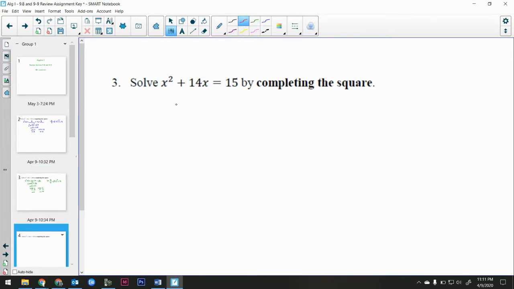Number 3. X squared plus 14x is equal to 15. What am I going to add to both sides here? Well, we take 14 divided by 2. We get 7. We square it. 49. 49 gets added to both sides.